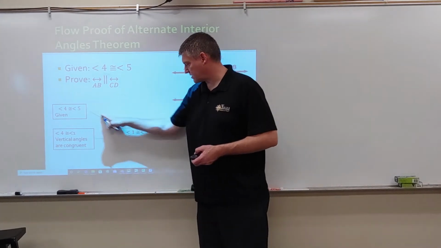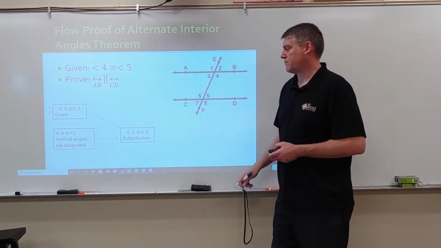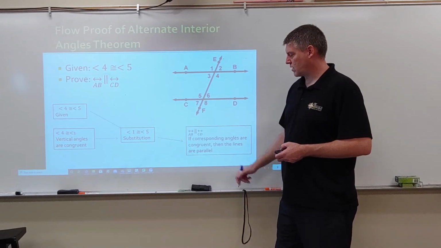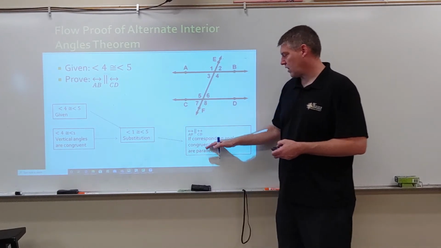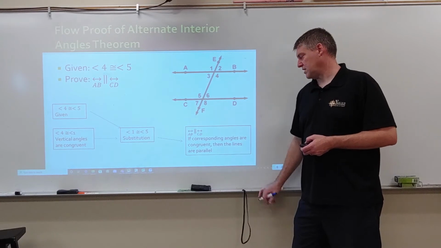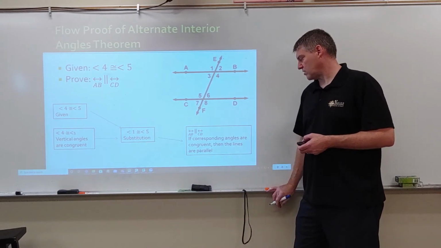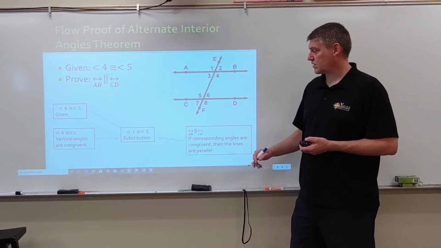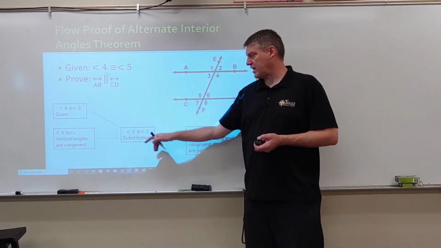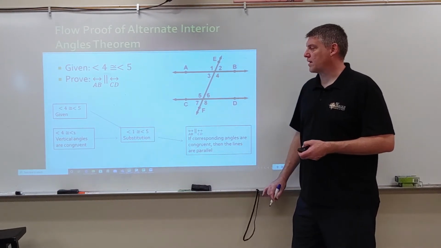So notice how this is kind of flowing here. And then I have a last one. AB is parallel to CD because if corresponding angles are congruent, then the lines are parallel. So that gives you an idea of a flow proof.